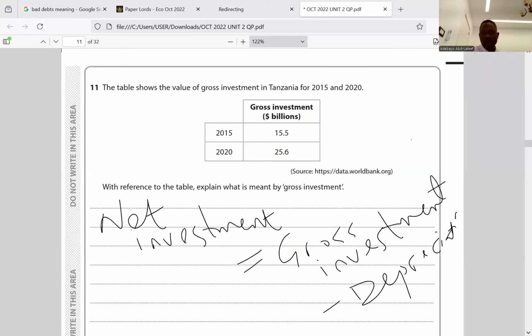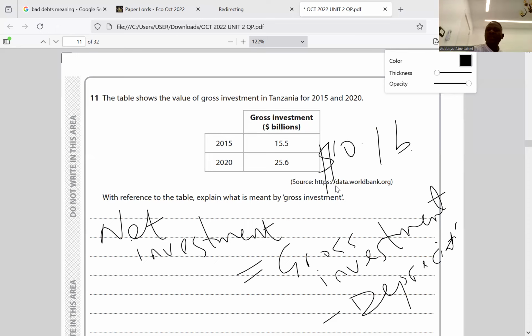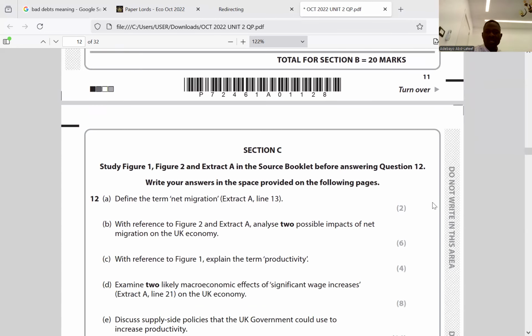So the gross investment increases from 15.5 to 25.6. How much is that increase? 25.6 minus 15.5 is 10.1. That's $10.1 billion. Okay, so that's question 11. We'll go to question 12.